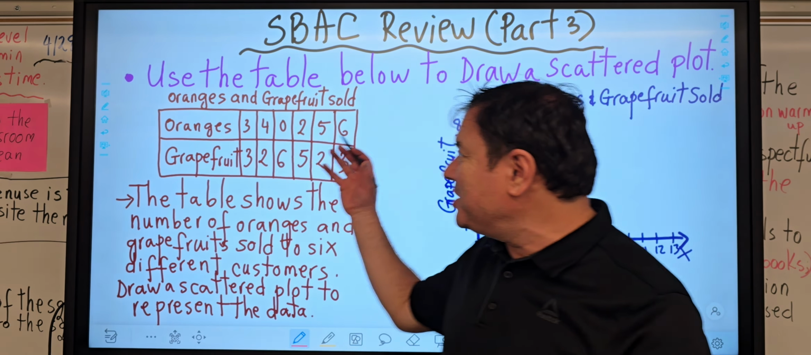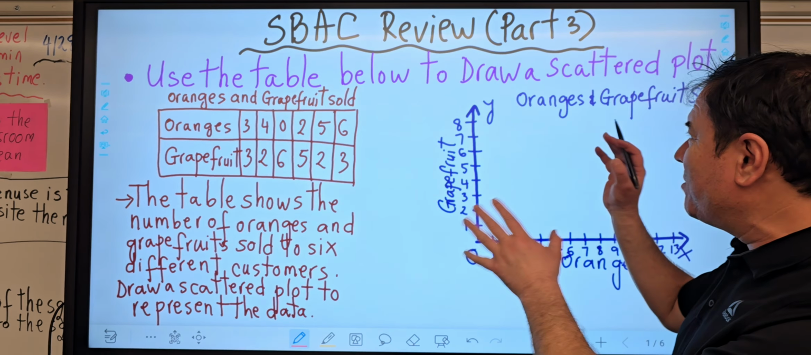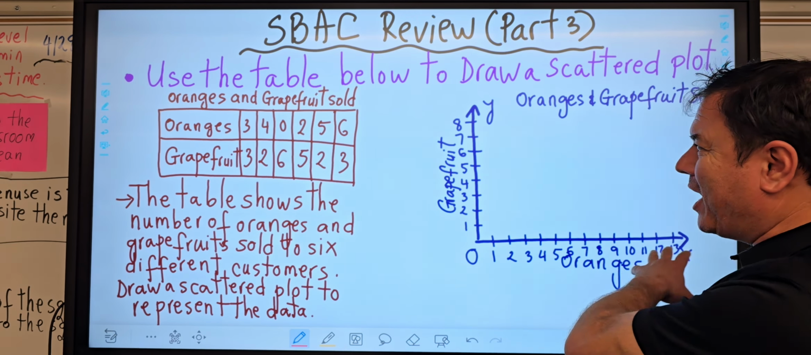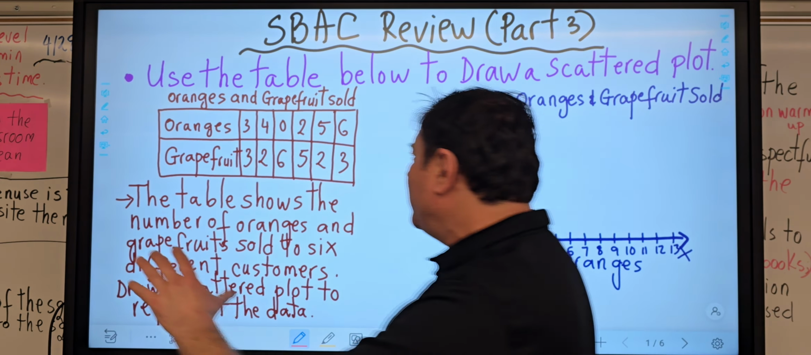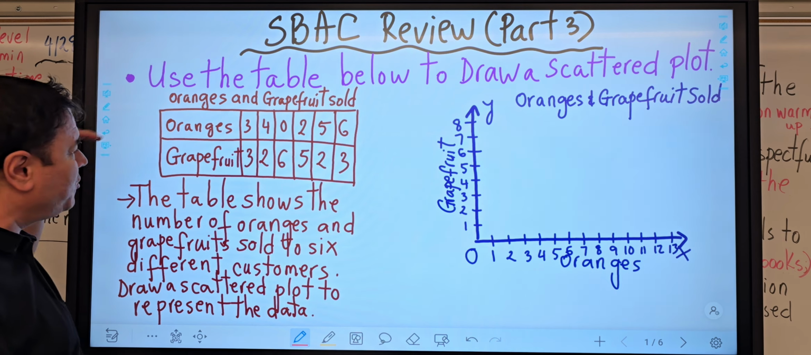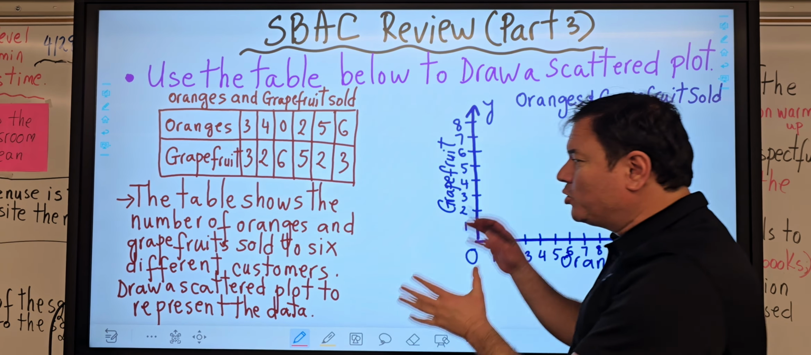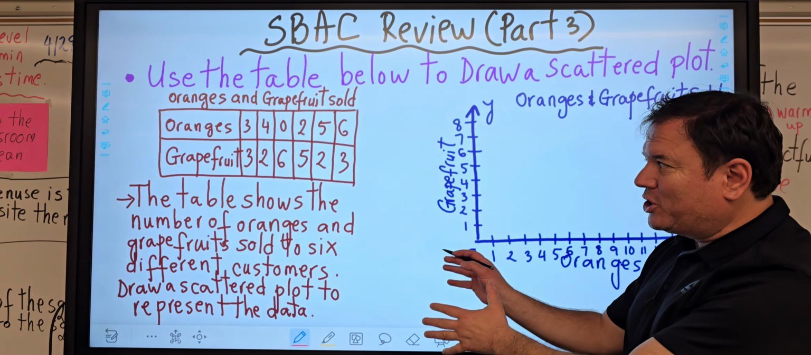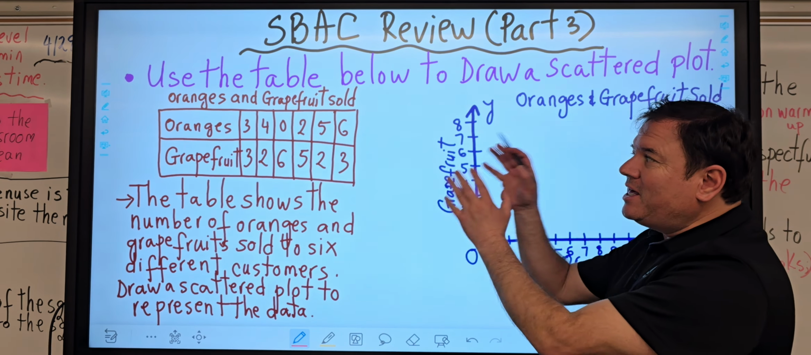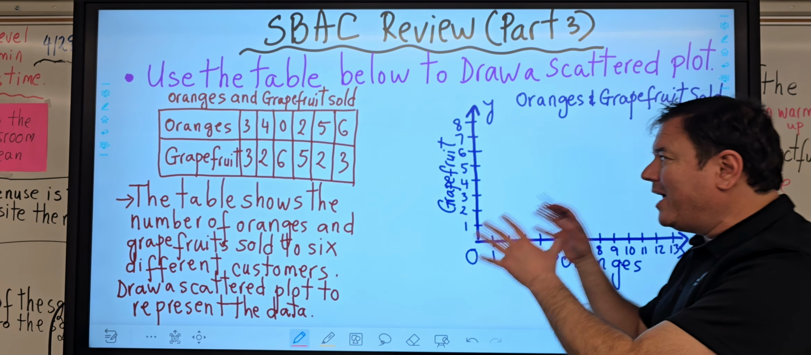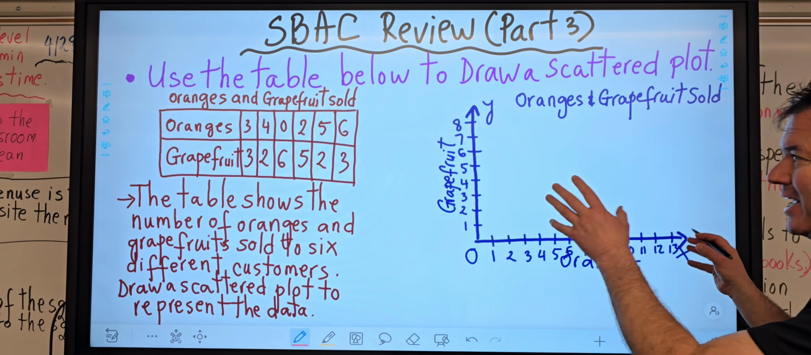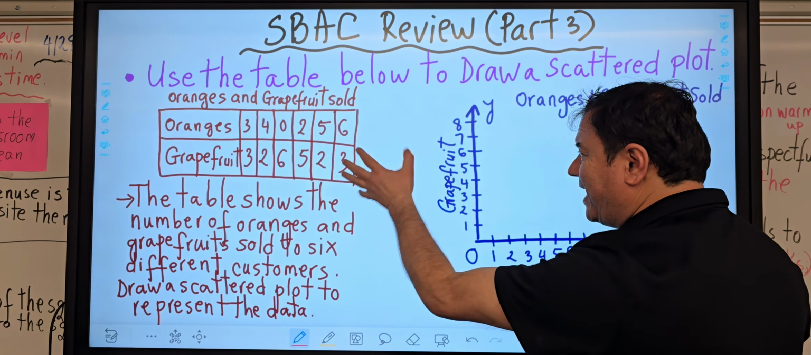And let's take a look at this problem here. Use the table below to draw a scatter plot. And here we have a table, and in this table we have oranges and grapefruit. And these oranges and grapefruit are sold to 6 different customers. Now, looking at this table, we are going to draw a scatter plot to represent this data in the table.